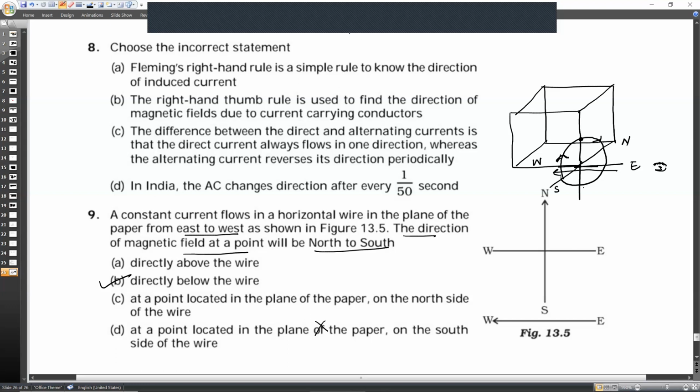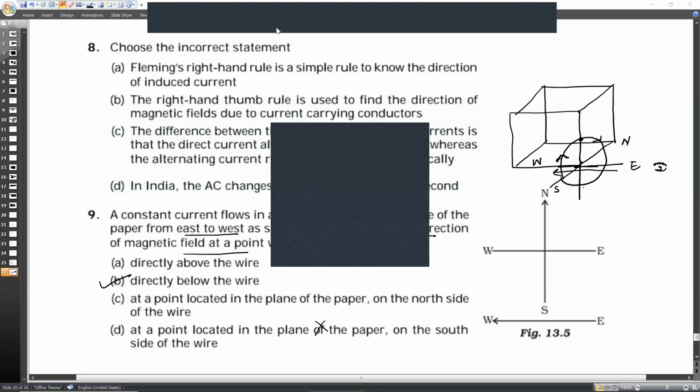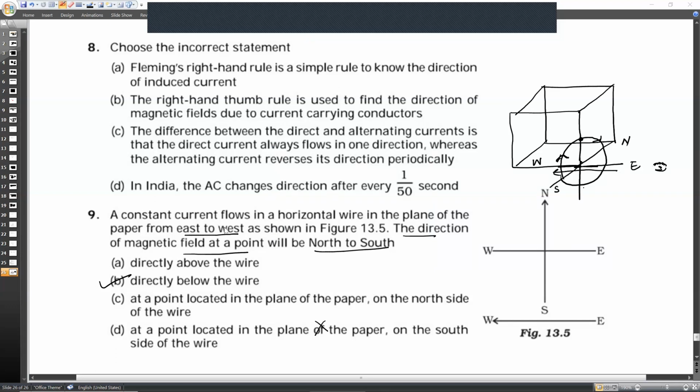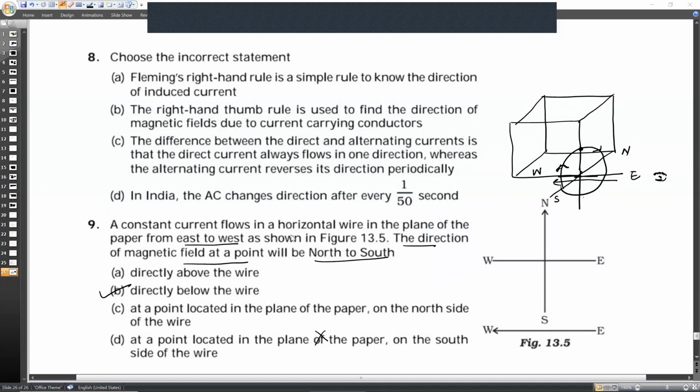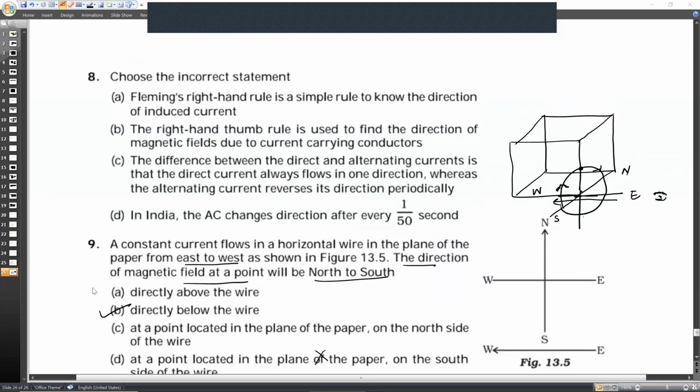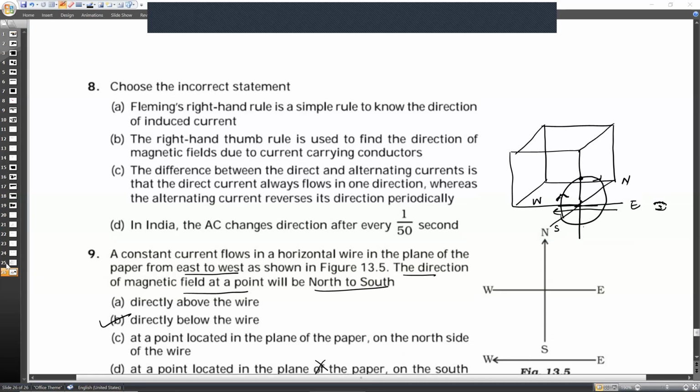You understood? Yes. So this way you have to practice this one. Got it? Yes, sir. We'll send you some questions regarding this one. You have to solve this one.